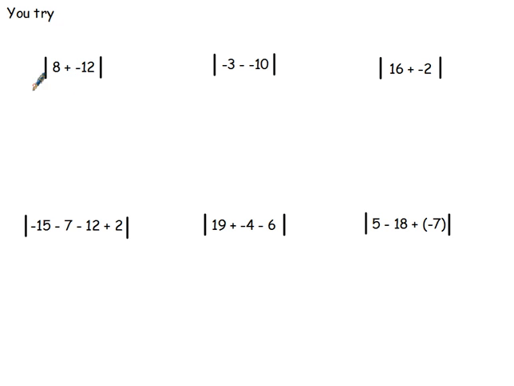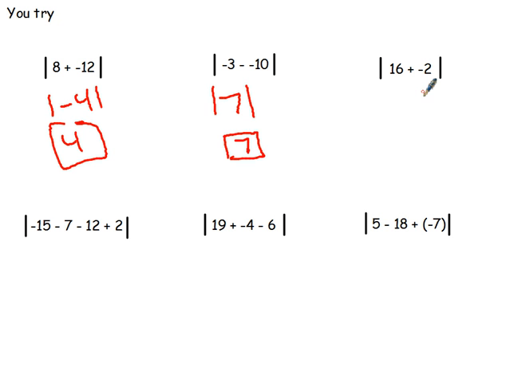Alright, so welcome back. So you have to add these two together. 8 plus -12 is going to give you a -4. Absolute value of -4 is 4. Over here, -3 minus a -10 is going to give me a 7. Absolute value of 7 is 7. And over here, absolute value of 16 plus -2 is going to give me an absolute value of 14, which is 14.